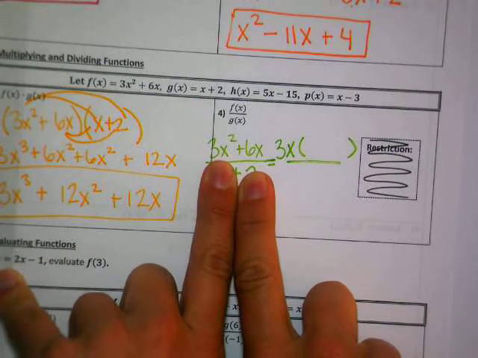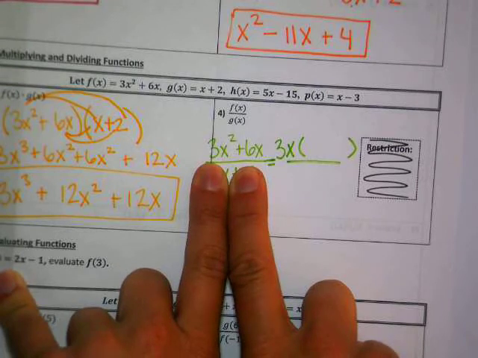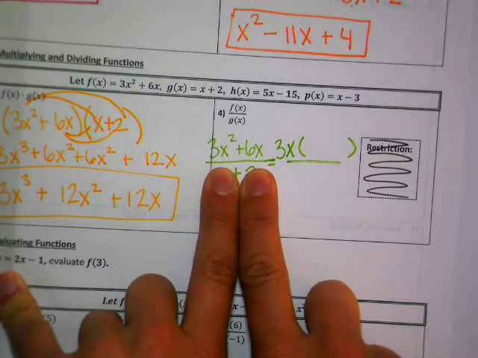Wait, hold on. Can you explain that again? All right, so looking at the numbers, what can you divide both those numbers by? You talking about the 3 and 6? Yeah. 3. So that's where the 3 is coming from. And then look at the letters. What do they both have? An x. So that's where the x is coming from.